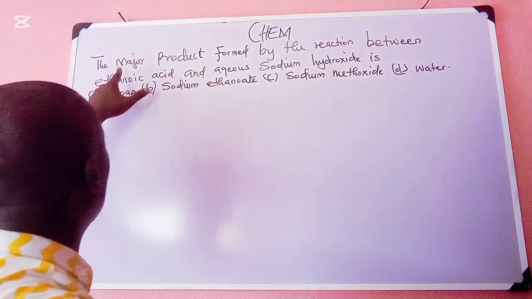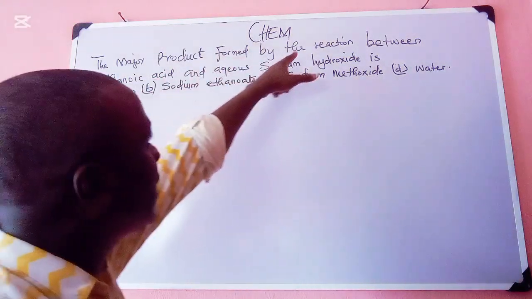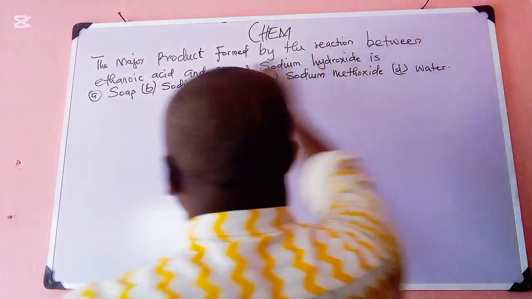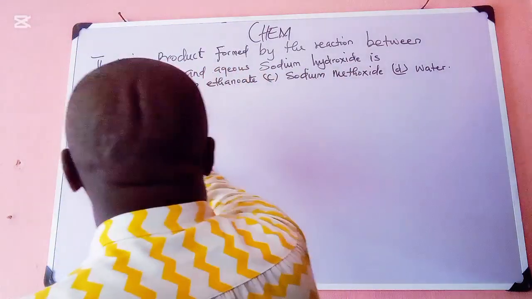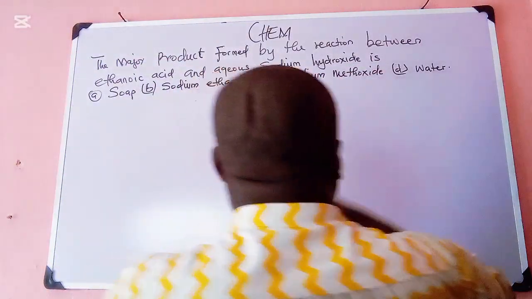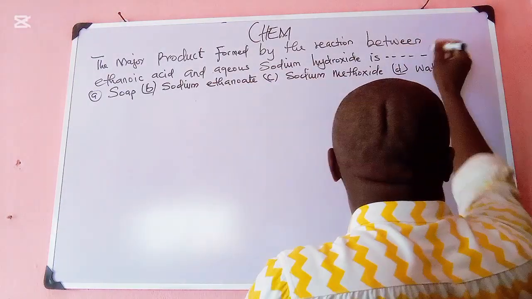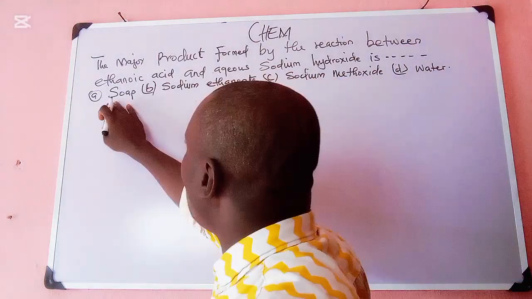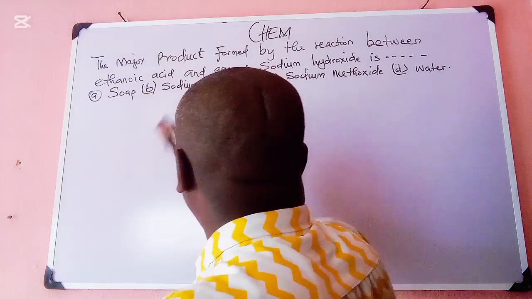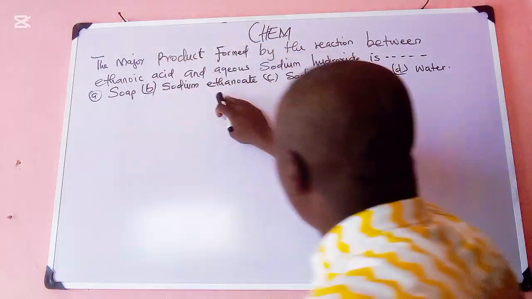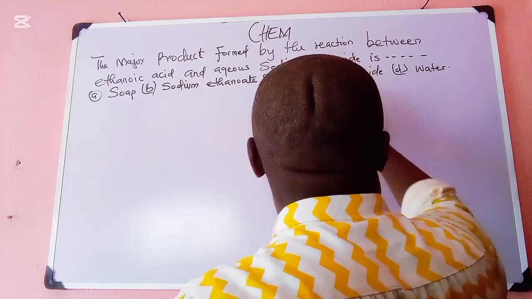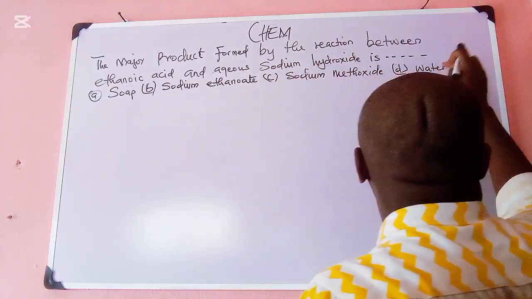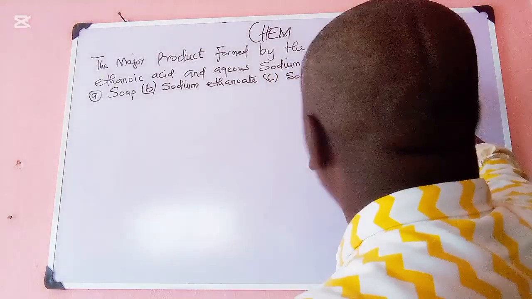The question is: the major product formed by the reaction between ethanoic acid and aqueous sodium hydroxide is dash. They say A is soap, B is sodium ethanoate, C is sodium methoxide, and D is water.